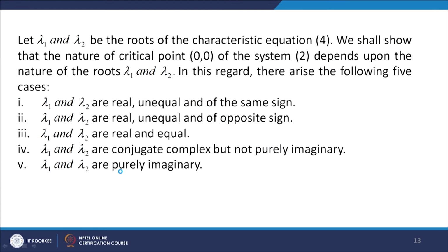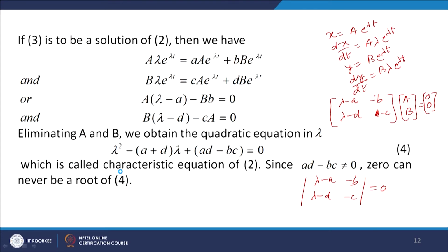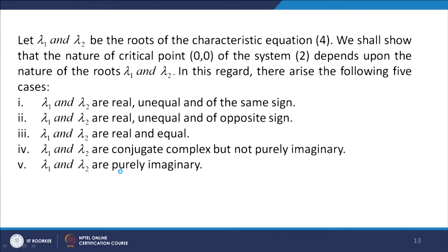Now, let us say λ1 and λ2 are the two roots of this characteristic equation. We have a polynomial equation in λ of degree 2, so it will have two roots. Then we shall see that the nature of the critical point, whether it is a center or a node, and whether it is stable, asymptotically stable or unstable, will depend upon the nature of the roots λ1 and λ2.